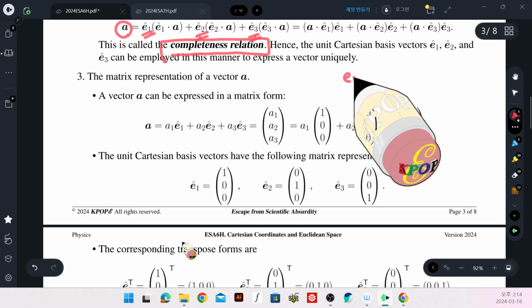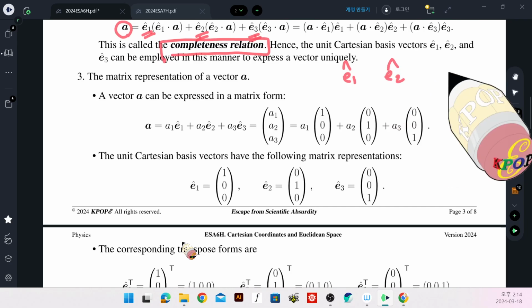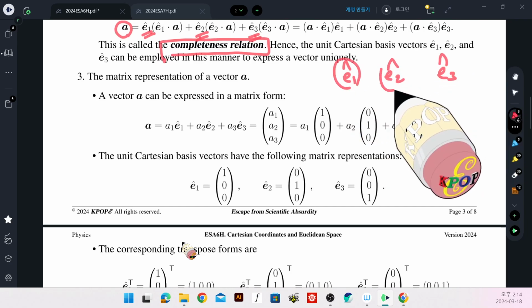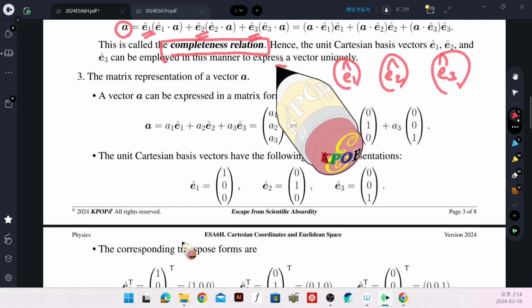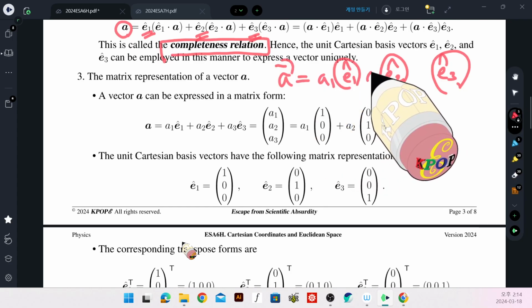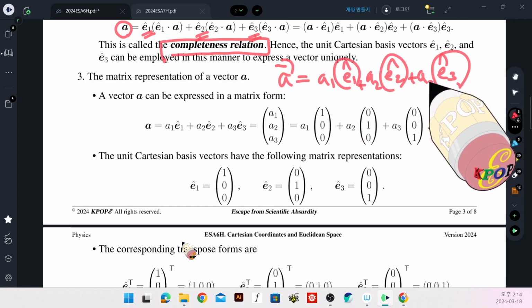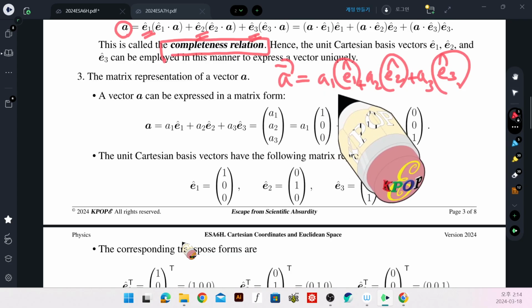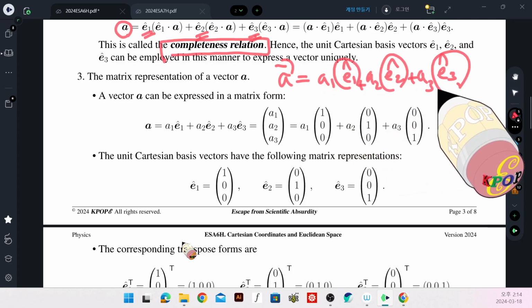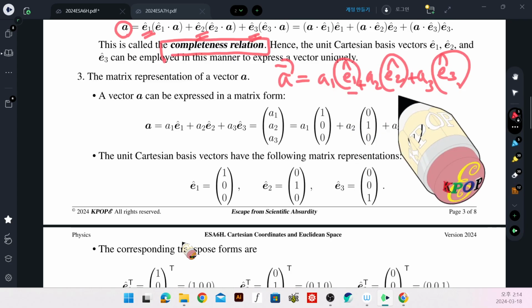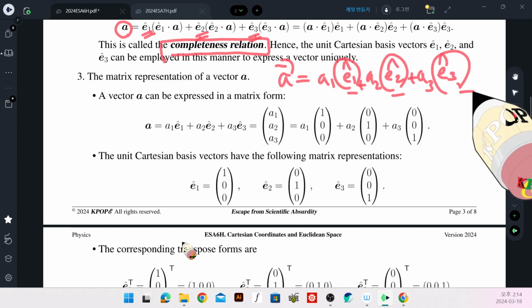We have unit vectors E1 hat, E2 hat, E3 hat as basis vectors, and coefficients are called Cartesian components, Cartesian coordinates, something like that. And these are all uniquely defined because these three vectors are linearly independent. They do not overlap at all.